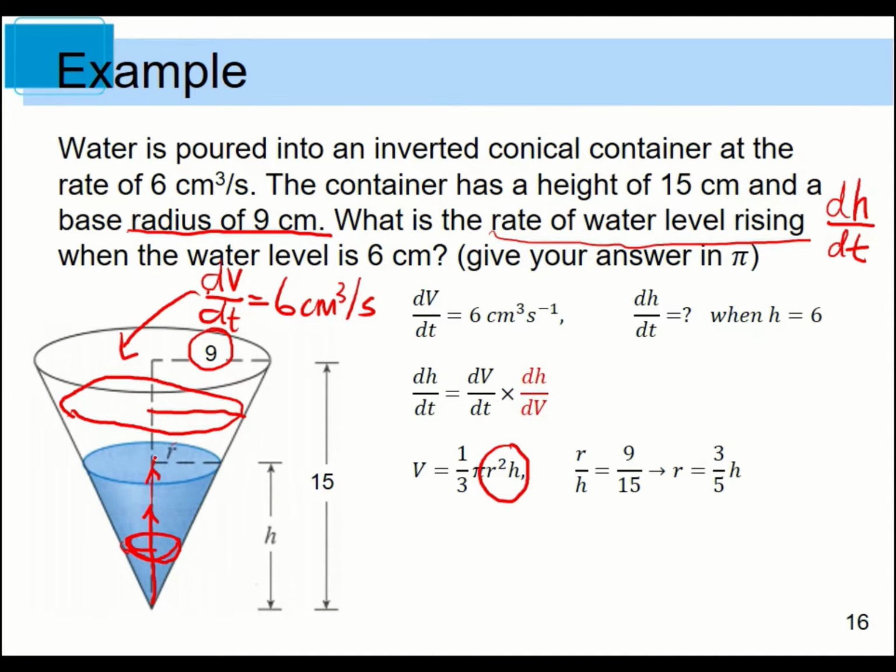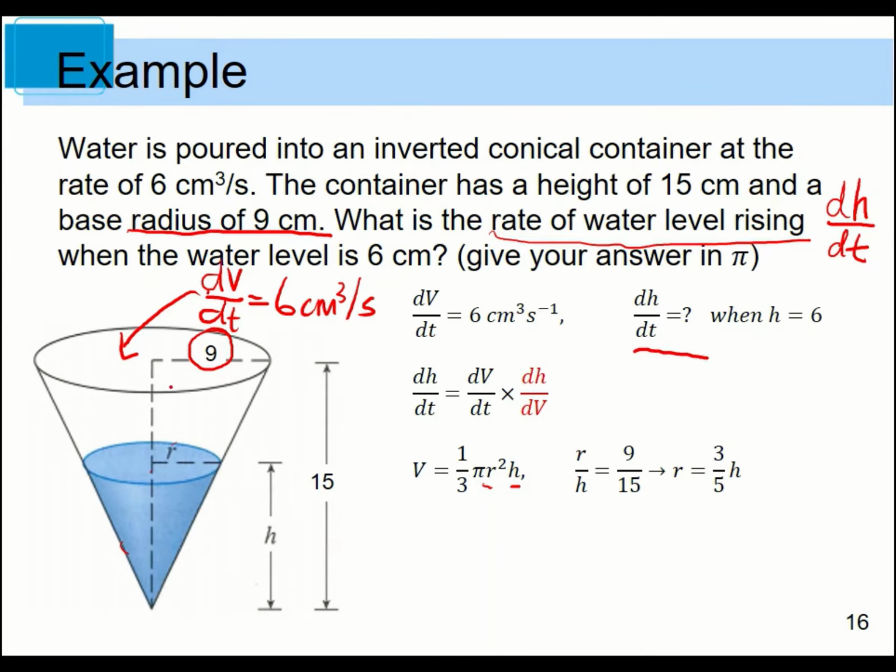So when the water level increases, the radius of the water level becomes bigger. So we need to solve this part first. We need to change the variables r and h into one variable only, which is variable h, because we are going to differentiate later. So in this case, we are going to use the triangles here.